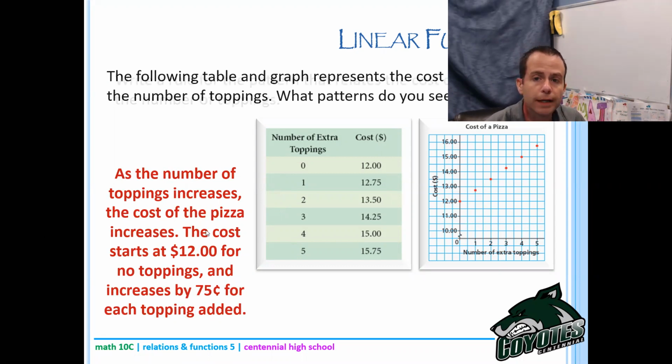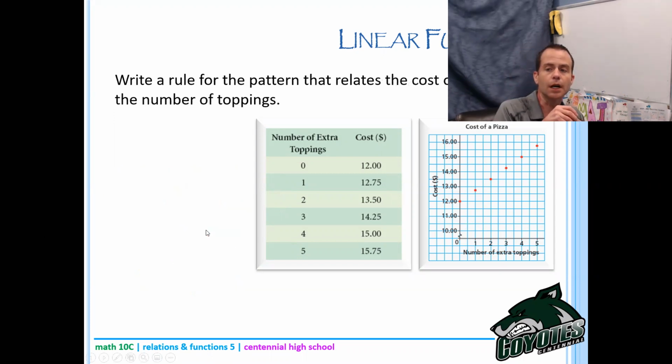Okay, so write a rule for the pattern that relates the cost of the pizza to the number of toppings. Now, essentially, we're going to write an equation, and for any linear equation, what I want you to think about is the cost is going to equal the cost per topping plus the cost of nothing. Okay, so the cost per topping is 75 cents, but you have to write that as a dollar amount. So that'd be 0.75 per topping. That means for every X that I go up, I have to add another 0.75.